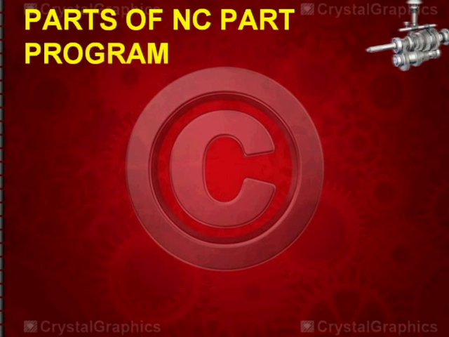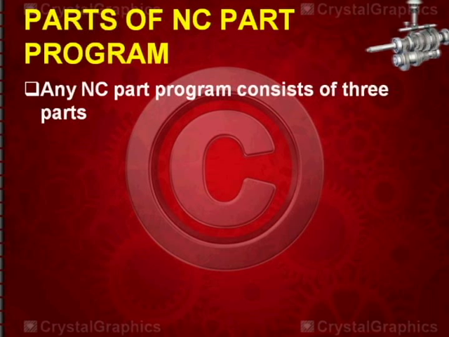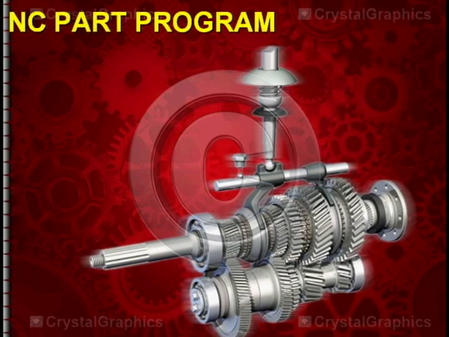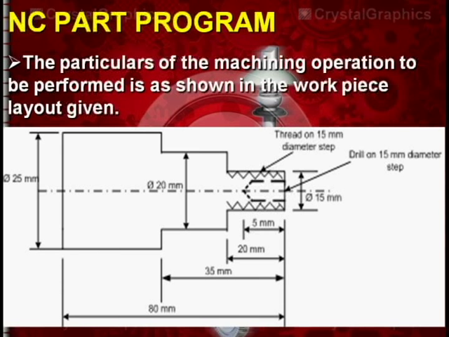Now let us discuss what are the parts of an NC part program. Any NC part program consists of three parts: start program, part program, and end program. So now we discuss how to prepare a part program for the machining operations to be performed. The particulars of the machining operations to be performed are as shown in the workpiece layout given.